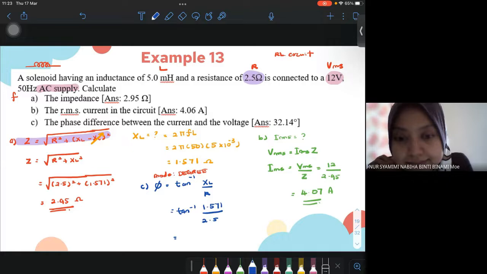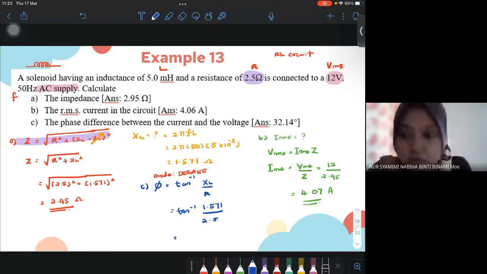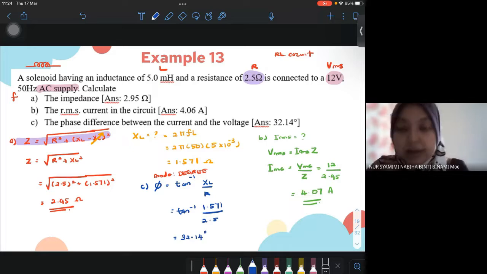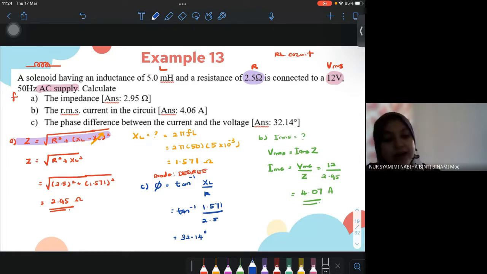Berapa dapat? 32. 32.4. 1-4. 4. Okay, unit dia ialah degree. So calculator must be in degree, bukan radian. Right. Okay, so itu untuk RL circuit.